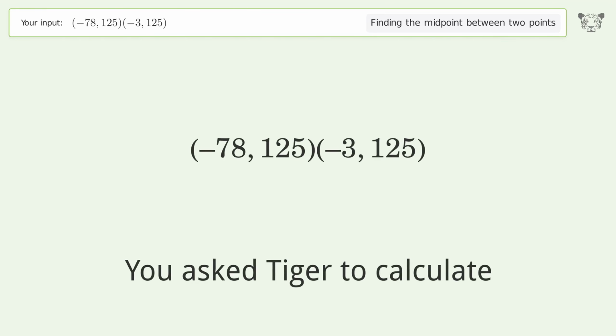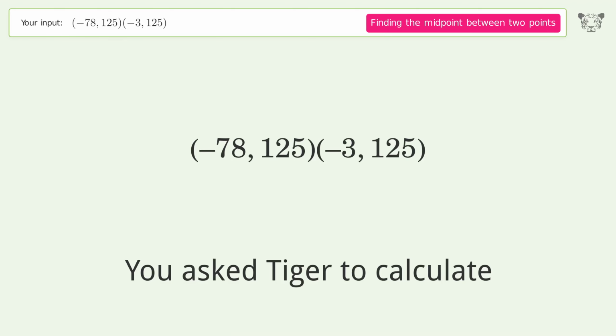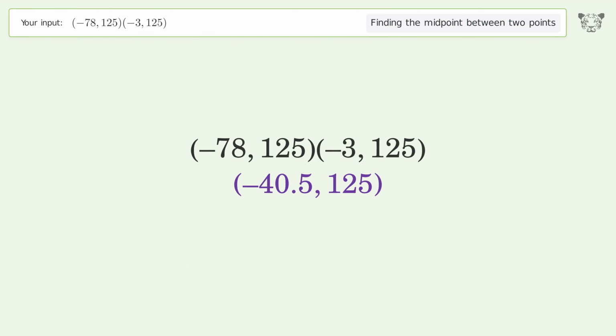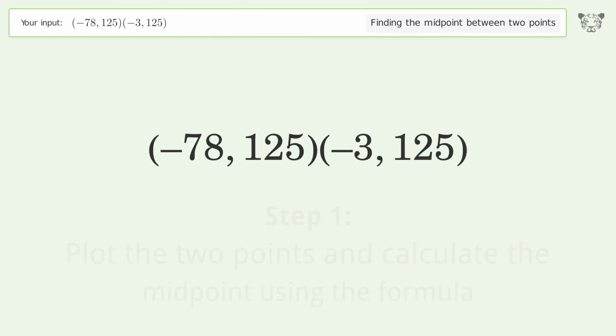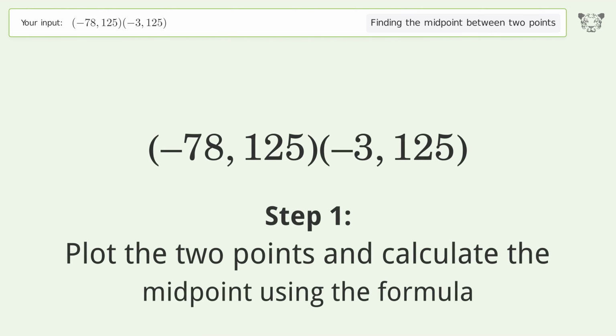You ask Tiger to calculate. This deals with finding the midpoint between 2 points. The midpoint between the 2 points is negative 40.5, 125. Let's solve it step by step. Plot the 2 points and calculate the midpoint using the formula.